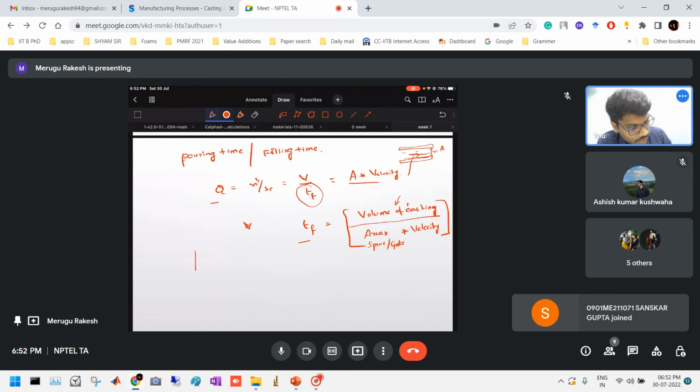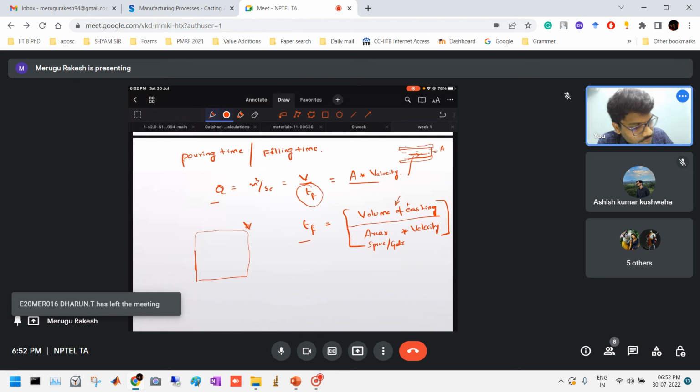Suppose we have this casting, and we have one more casting inside. So this is the casting product I need, with the cavity at the center. What happens is that when the liquid enters, it will fill like this, and like this. At the end, what happens if either of the sides solidifies before completely filling? We can see one crack formation at the center.